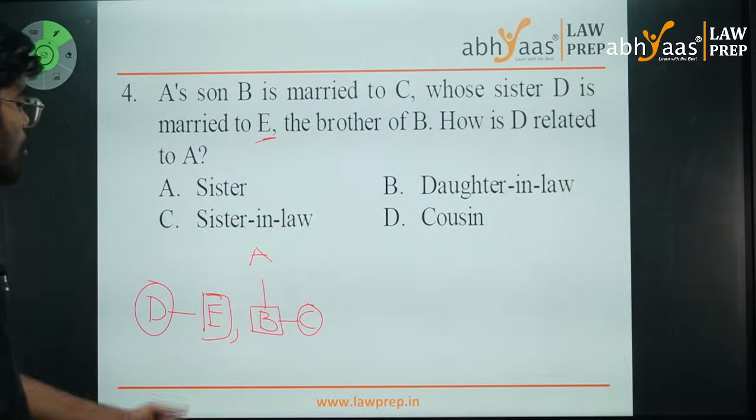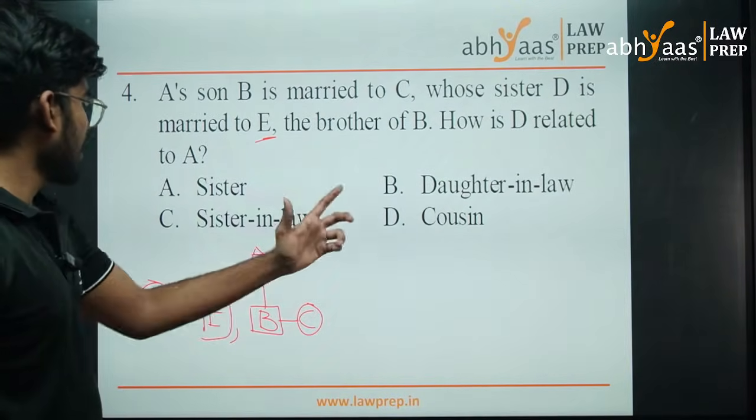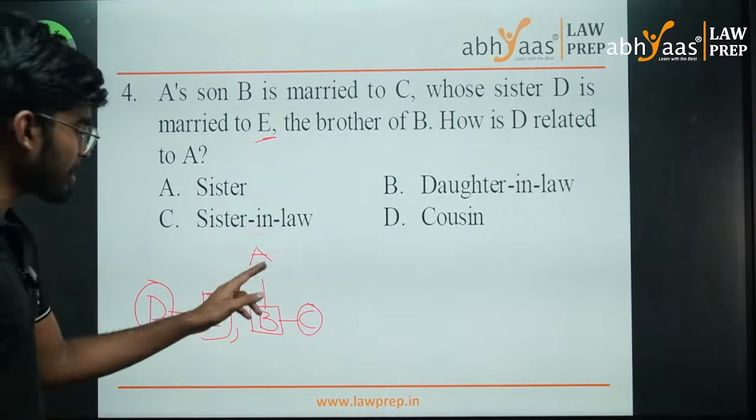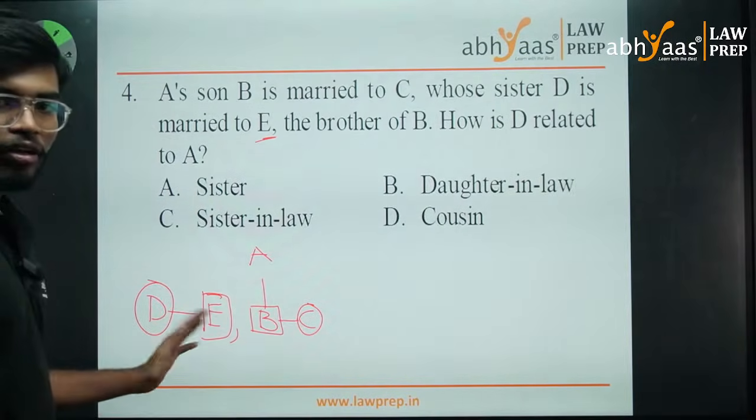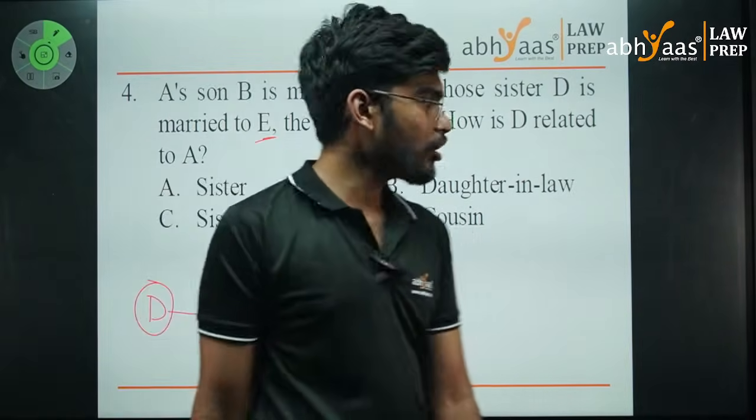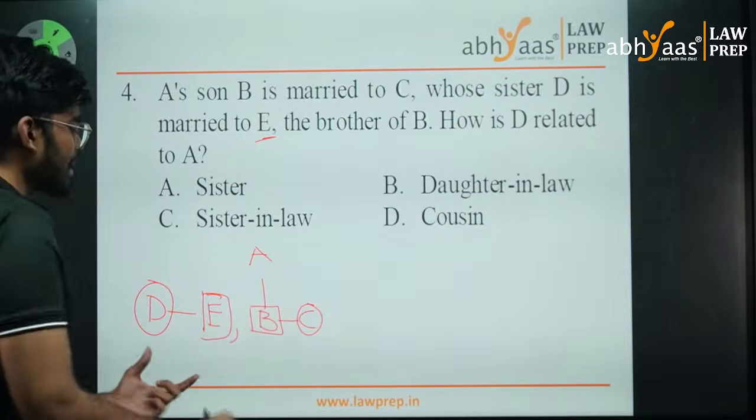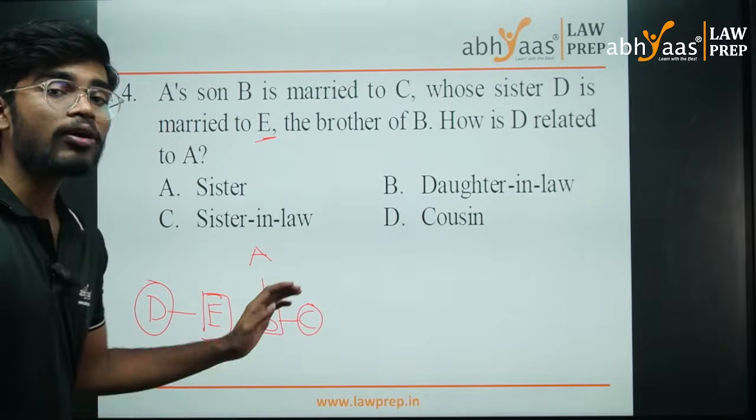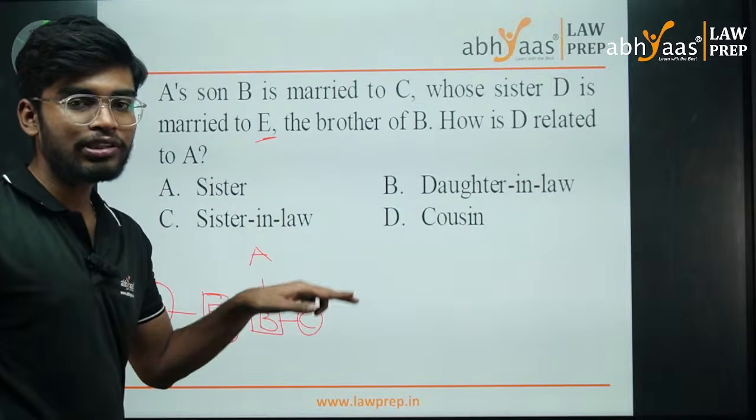Now, what is the question? How is D related to A? Tell me. How is D related to A? Daughter-in-law, right? Son's husband... Son's wife is nothing but daughter-in-law. Now, in the same question, how is A related to D? It can be either mother-in-law or father-in-law because the gender of A is not specified.